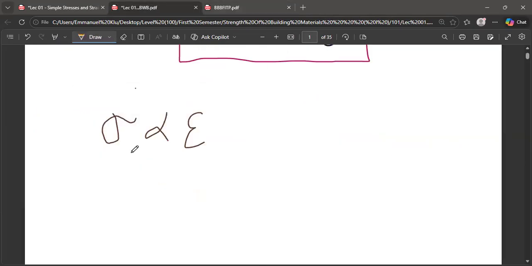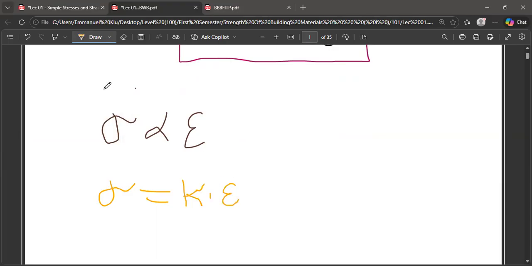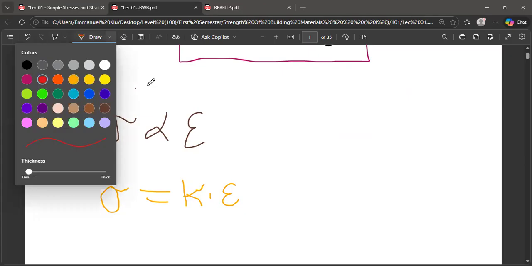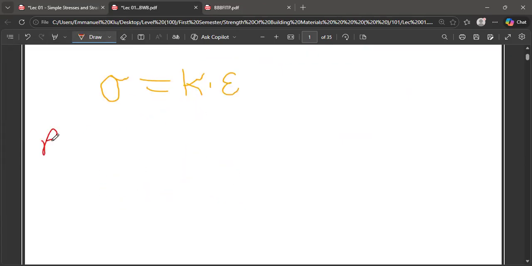So at the end of the day, we are going to get stress is equal to K multiplying the strain. But take note that for normal stresses, our K is equal to E. Our K is equal to what? E, for normal stresses.